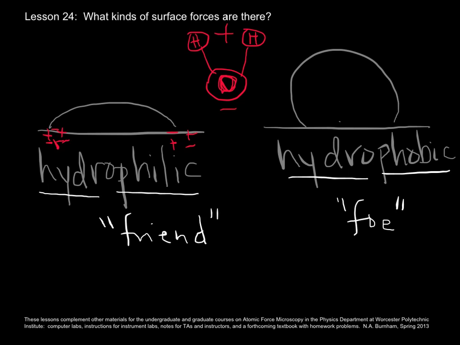A hydrophobic surface will not have as many polar dipole moments in it, and so the water molecules are quite happy to stay in solution, and they want to minimize the area of contact with the hydrophobic surface because they prefer to be with themselves rather than interact with the surface.